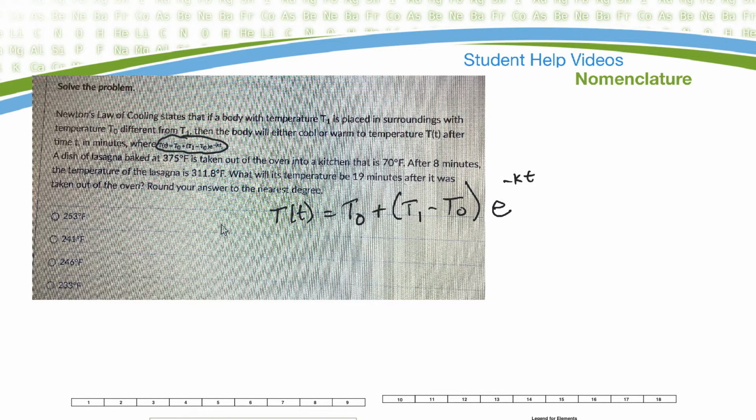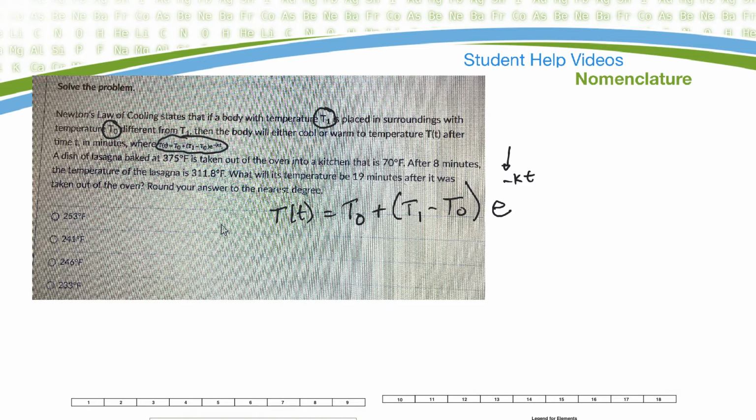So they're getting something hot and they're putting it out on the counter and it's going to cool down. And that's why our k value is negative. Okay, so I have a body with temperature. So this is the initial temperature of the hot thing. And then the surroundings are T0.